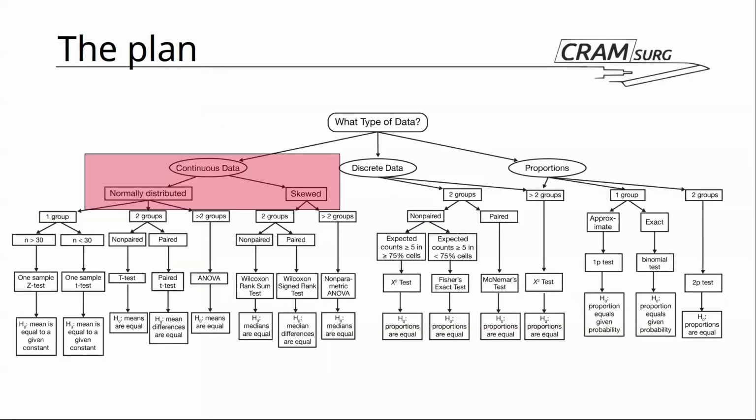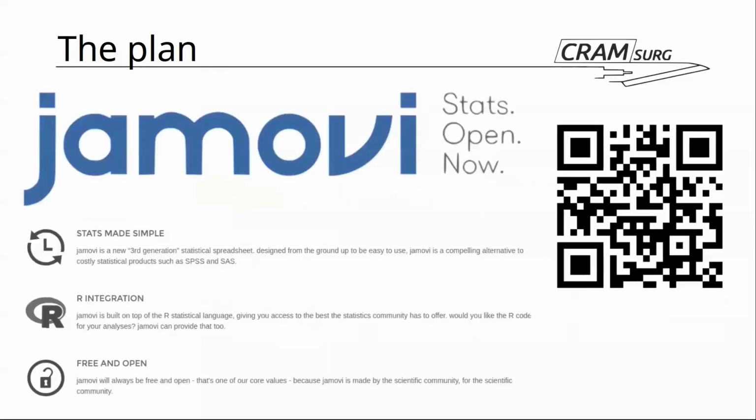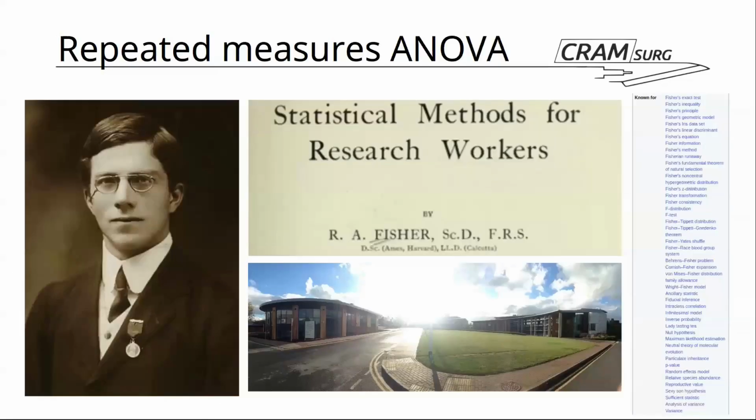So before we move on to the actual lecture, let's see where we are in our map. So we're still looking at continuous data. We're still looking at data that is normally distributed, and we are now digging a little bit more into ANOVA. And again, to demonstrate, we're going to use Jamovi.